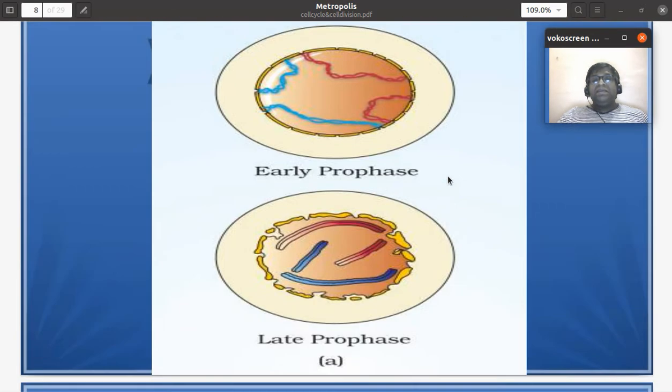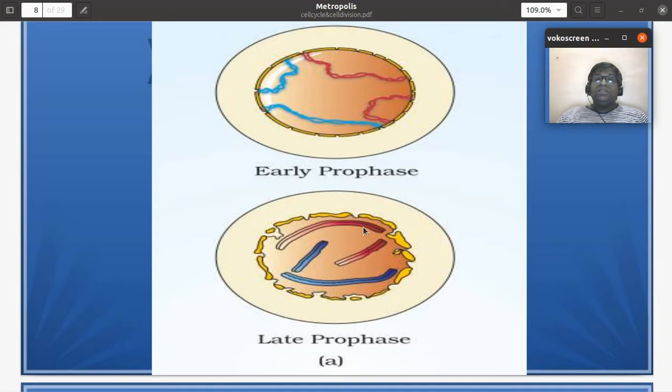So you can see the stage, the early prophase, where the chromatin material or chromosomal material is highly uncoiled. They later become coiled to form condensed structures. In late prophase, you can see a distinct chromosomal material with centromere. Each chromosome has two chromatids, which are nothing but sister chromatids, and they have a centromere.